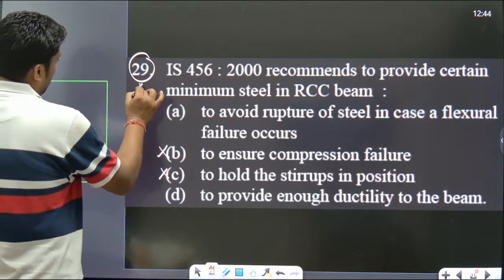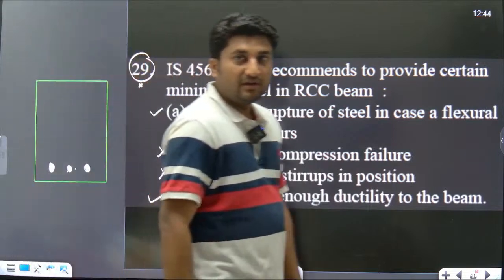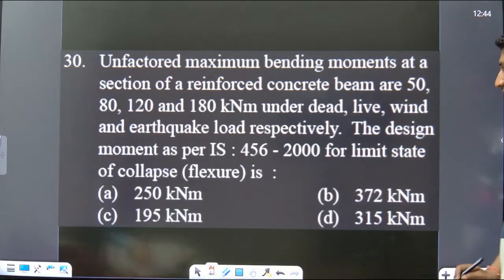Please put a star mark because there is a confusion. Both the statements are correct. Option A and D, both are correct. Clear? Now moving ahead.